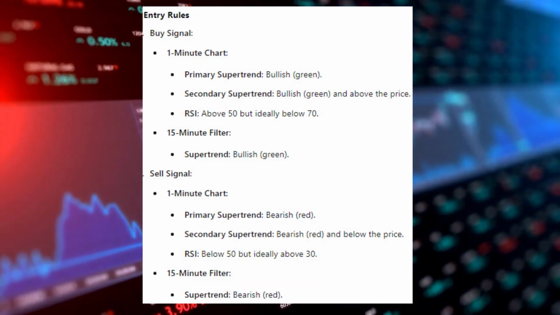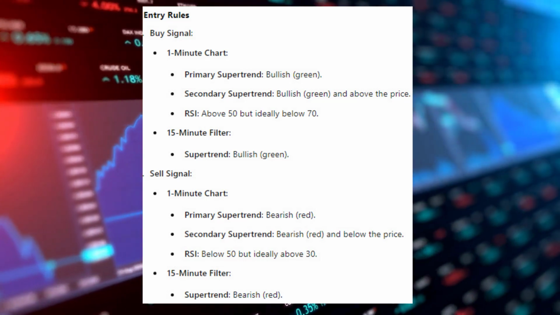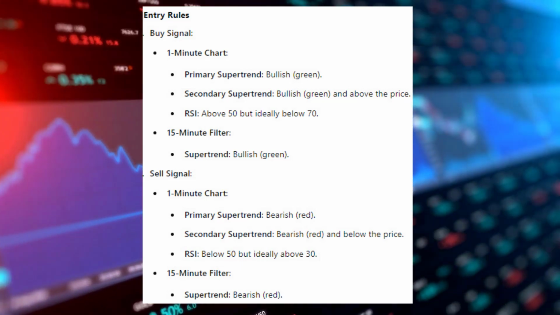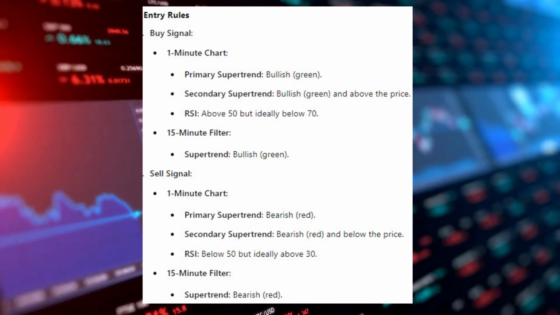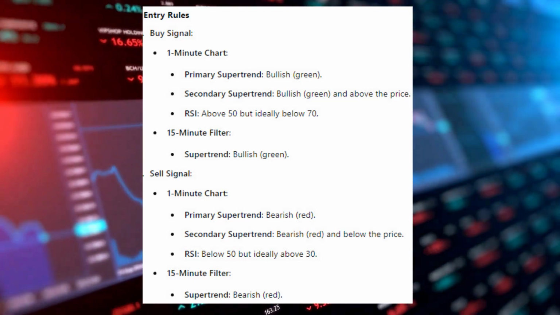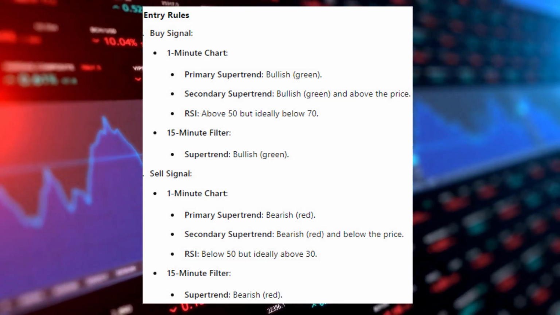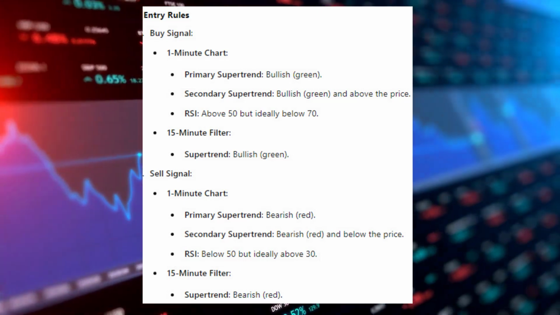Entry rules for a buy signal on the 1-minute chart: the primary super trend is green, the secondary is green, and the RSI is above 50 but ideally below 70. And remember, our filter 15-45 minute will be green as well, and it's vice versa for the sell signal.